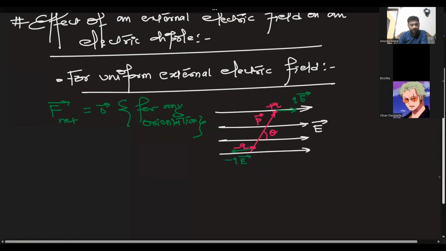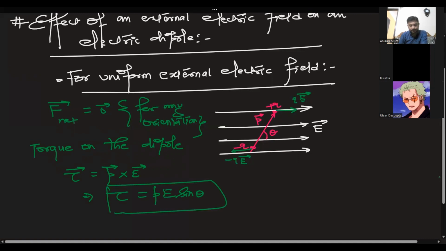Now the two forces will create a torque on the dipole, right? The torque tau is given by the vector cross product of P cross E, and we can say that the magnitude is given by P E sine of theta. What is theta? The angle between the direction of the dipole moment and the electric field.